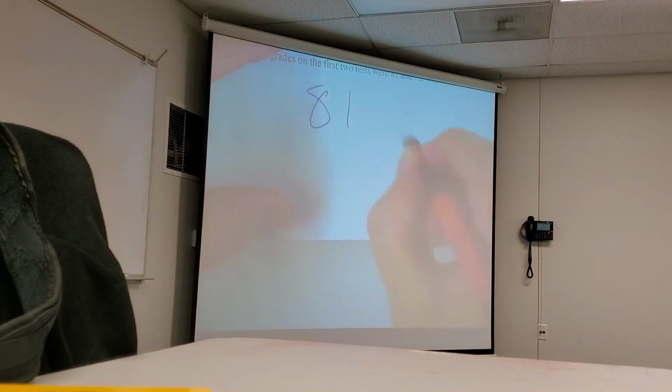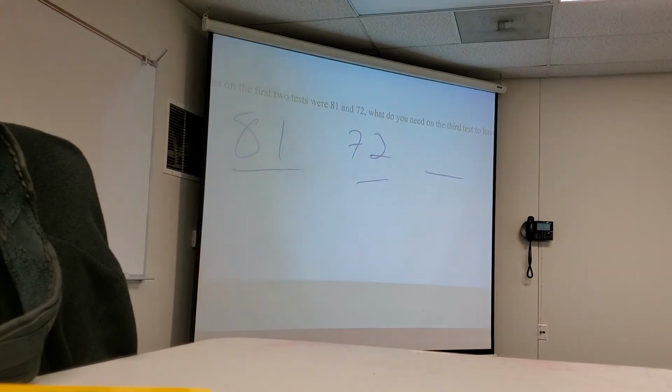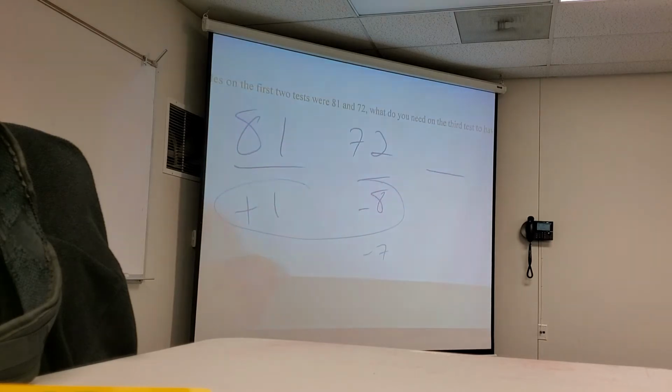I've got 81, 72, and some unknown grade, right? And I want them to average to be 80. Well, this test right here, I'm up 1 so far. Do you guys see that? When I get to this test, I'm down 8. So overall, I'm down 7. So the last test better be up 7 to overcome that. So 87.